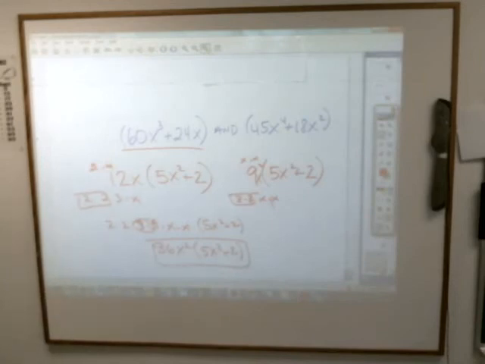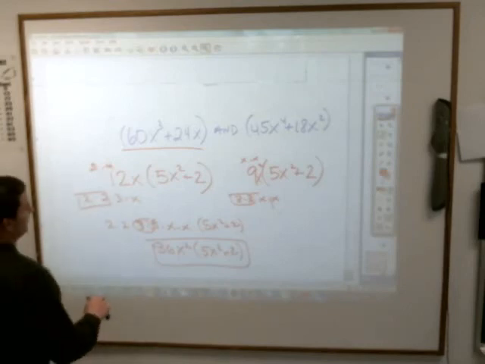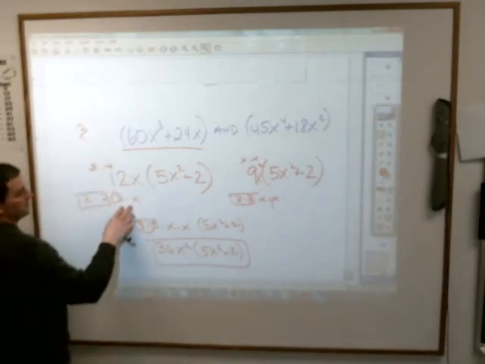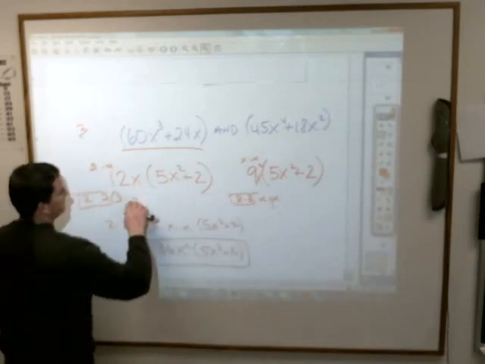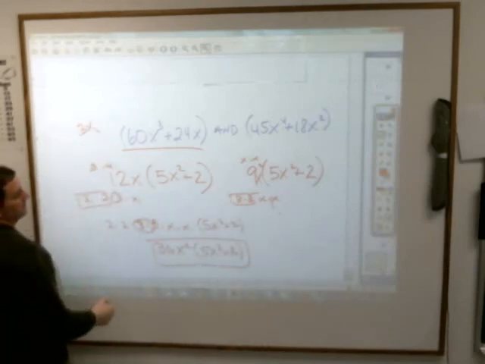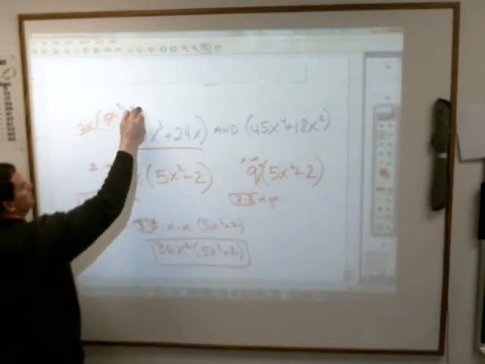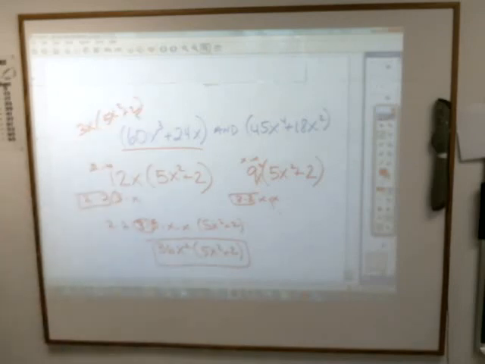If I did ask you what would be the greatest common factor, 9x squared, 3x outside parentheses, 5x squared plus 2. What do they have in common? The most 3's they have is 3. As far as the x's go, they both have 1 in common, and then you have the 5x squared plus 2 in common.